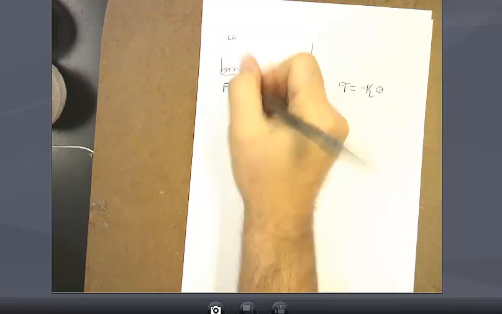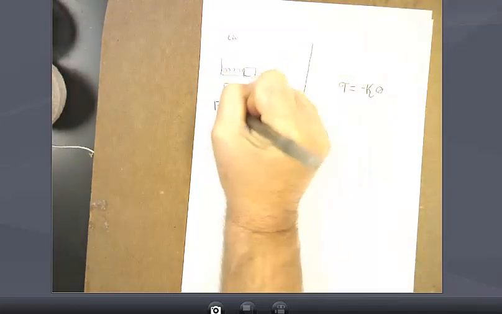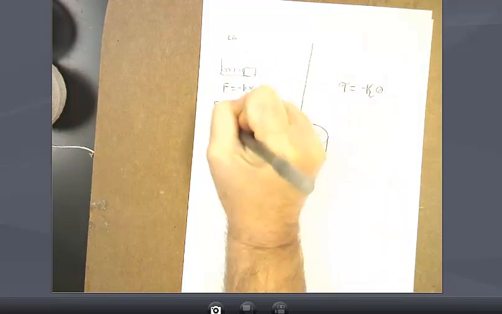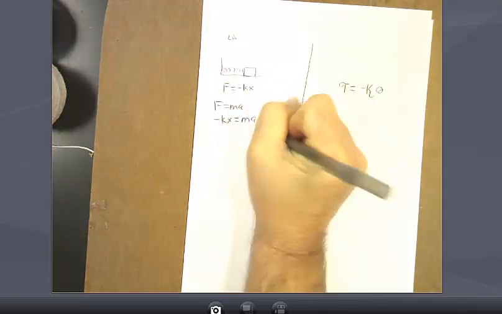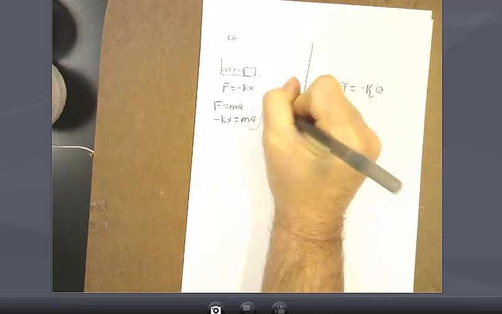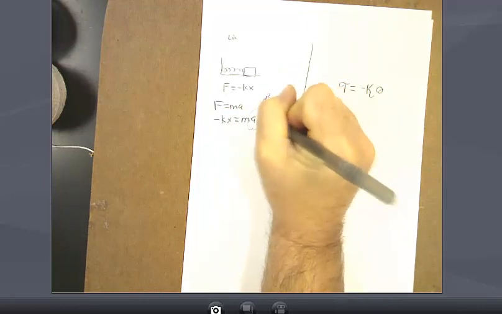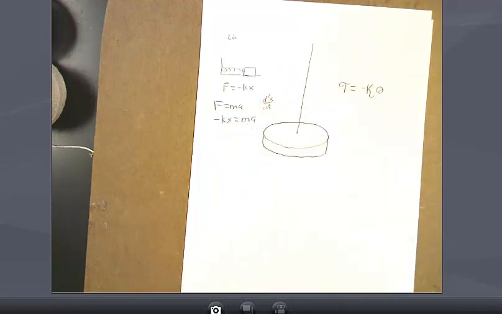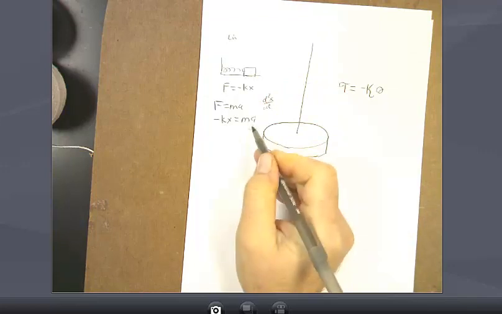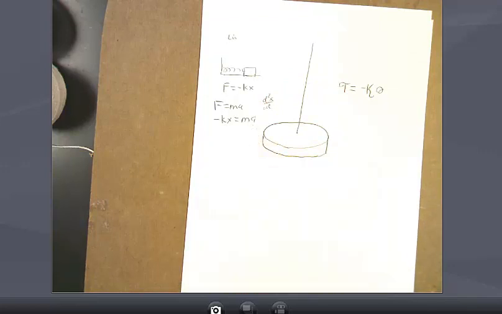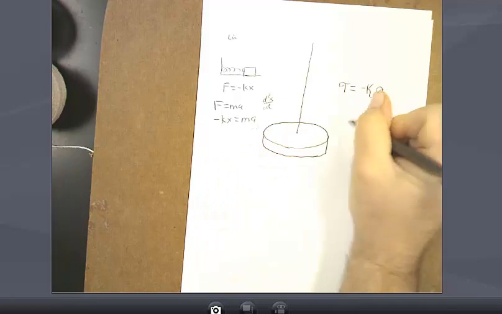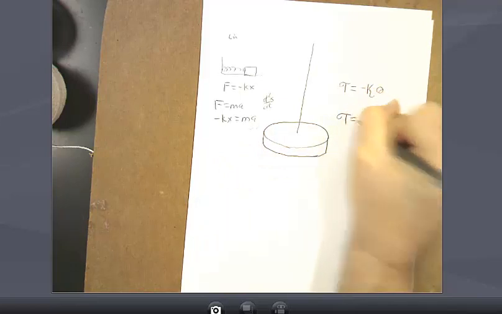Okay, once again, back here we said F equals ma, so negative kx equals ma. And again, if you want to call this d squared x dt squared, knock yourself out, but it's just acceleration. And then we use that to figure out what omega is. If we apply the same thing here, we're going to say T equals I alpha.